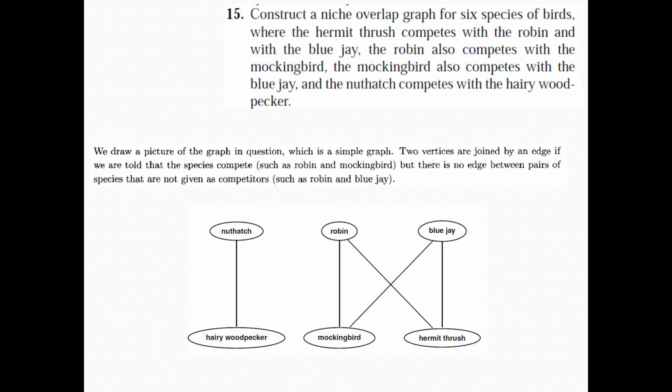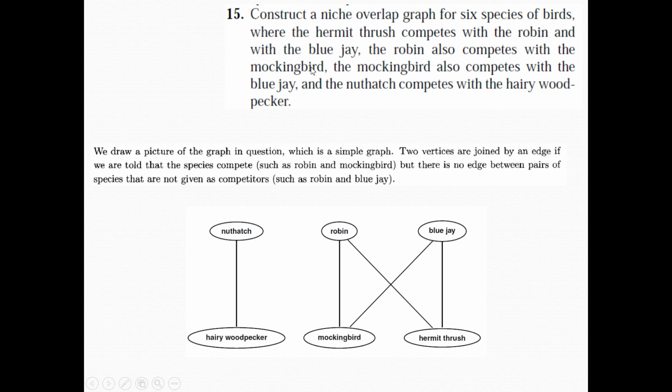Here we go. So read the question again. Construct the niche overlap graph for 6 species of birds where the hermit thrush, now where is hermit thrush? Here is hermit thrush. Hermit thrush competes with the robin, so that is why there is an edge between hermit thrush and the robin. And Hermit Thrush also competes with Blue Jay, so there is an edge between Hermit Thrush and Blue Jay, right?